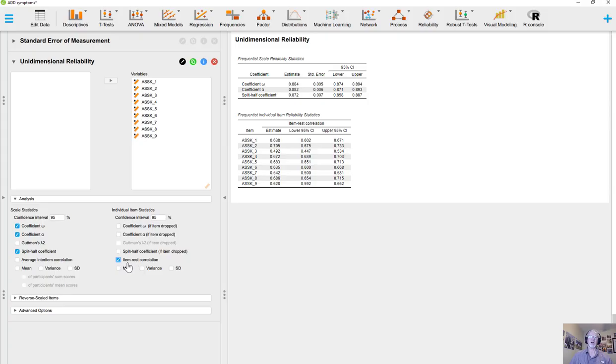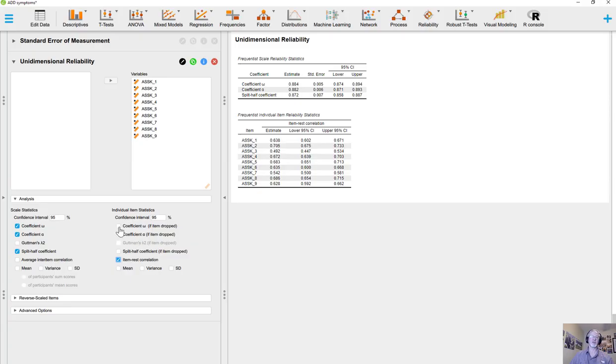Go ahead and click on item rest correlation. Item rest correlation tells us the correlation of each symptom with the average of the rest of the scale. So it's showing that symptom 1 correlates about 0.64 with the rest of the scale. Symptom 2, 0.71. Symptom 3, 0.49. Notice that all of these are strong correlations. They're in the range of 0.5 to 0.7, and that demarks a very good scale.